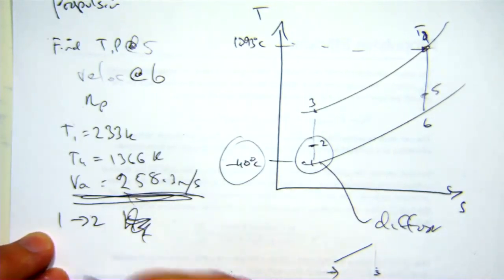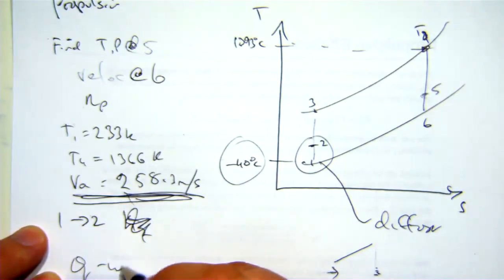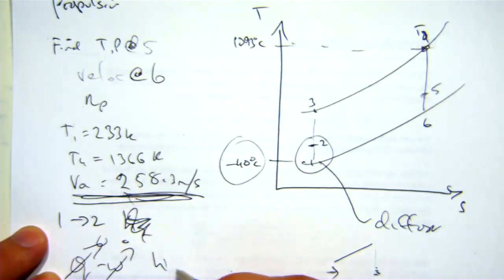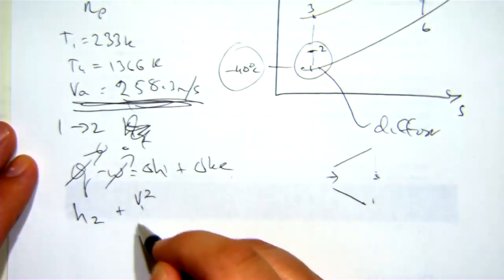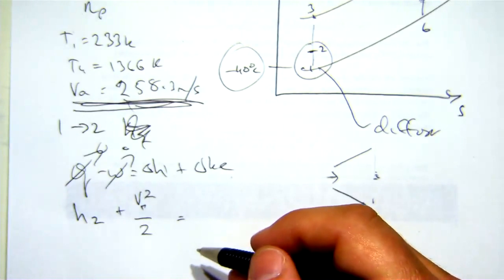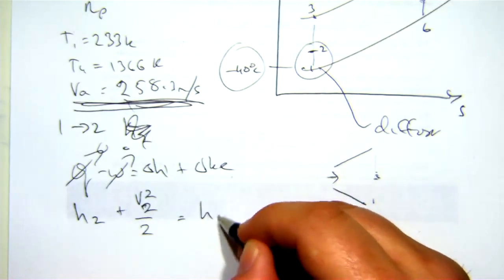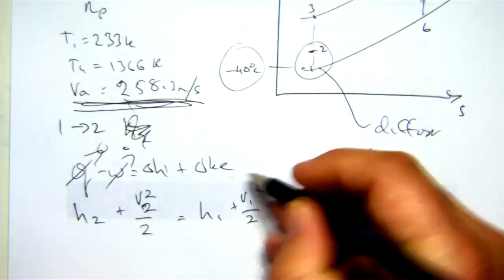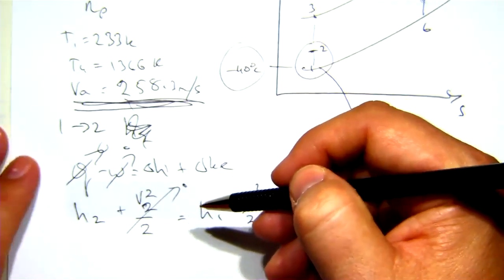And so what we get is no heat transfer and no work. Isentropic process, adiabatic process. So Q minus W, 0, 0. Delta H plus delta KE. So I've got H2 plus V2 squared on 2 equals H1 plus V1 squared on 2. The assumption here is the diffuser's job is to take the velocity down to approximately 0. It won't be exactly, obviously.